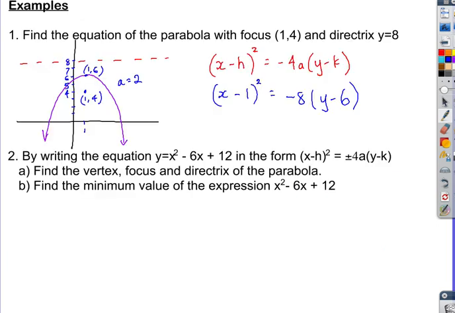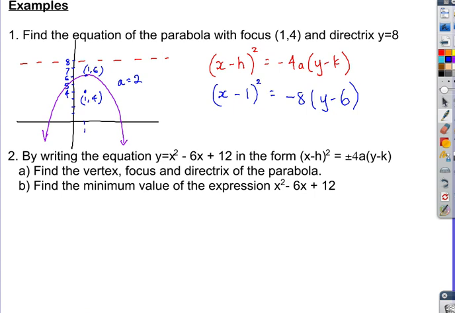Okay. Does anyone have any questions about the first example? Yeah? How do you get 1, 6? 1, 6, okay, because the vertex is halfway between the focus and the directrix. So it's 1 because it's lined up, same x-coordinate, and then 6 is halfway between 8 and 4. Just leave it in that form. Yeah, you can. I think the answers in the back of the book have it expanded.